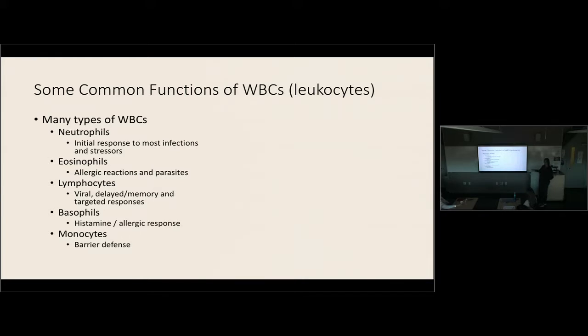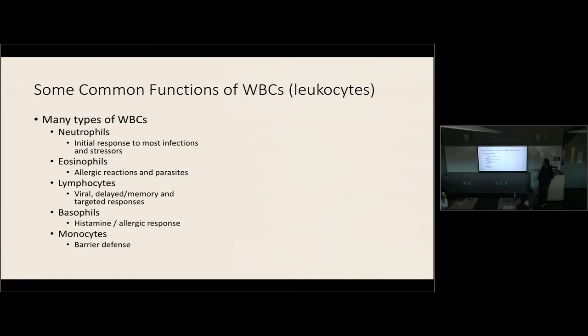Lymphocytes, those are the T cells and the B cells, and those tend to be involved in viral infections, things that take a longer time, a delayed specific response. So if you've seen a pathogen before, they're the ones that give you the immune defense against it. That's what we use for vaccines. We're using B cell memory cells.